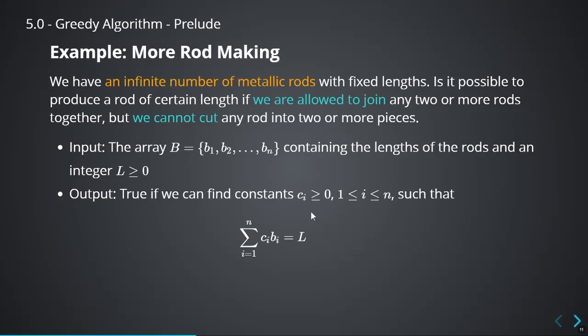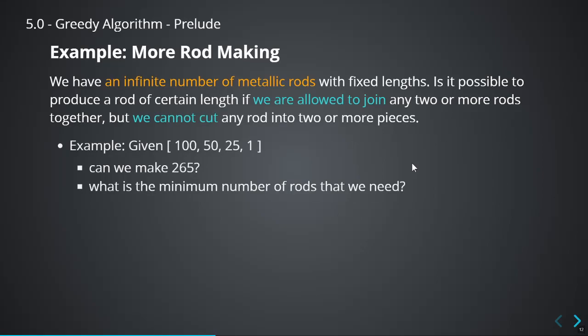All right, so here's the more formal definition of the problem. I give you an array B, B1, B2, up to Bn. You have n rods, and I give you an integer L, and you have to make L from combinations of B1, B2 up to Bn. Ci is the number of Bi that you're using. You can use one rod more than once. So if I give you 150, 25, and 1, can you make 265?